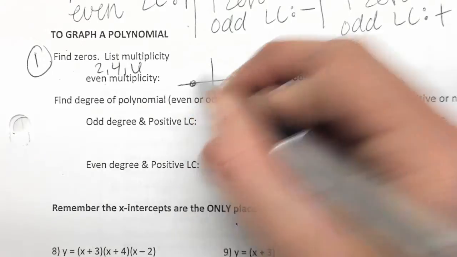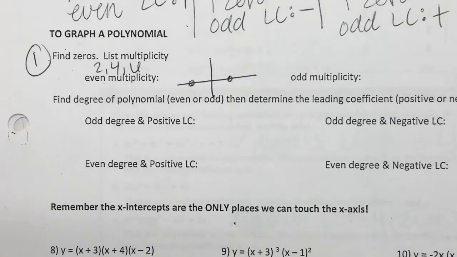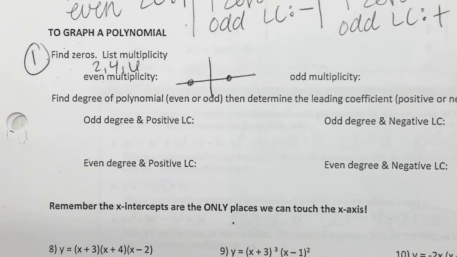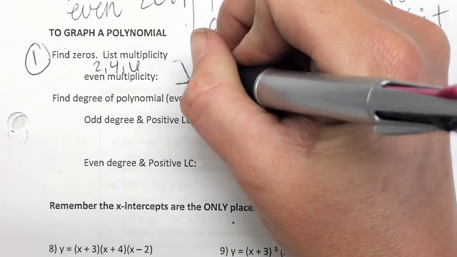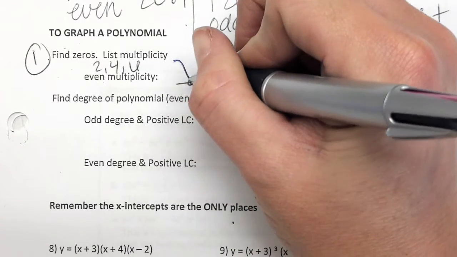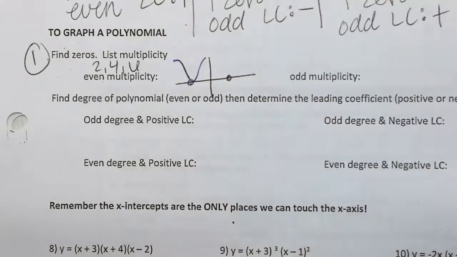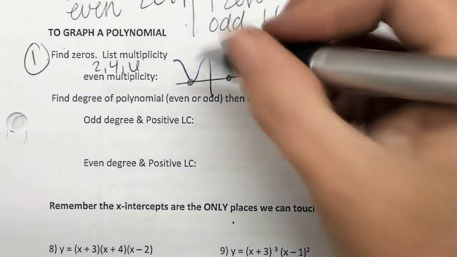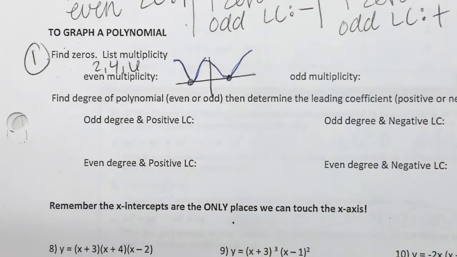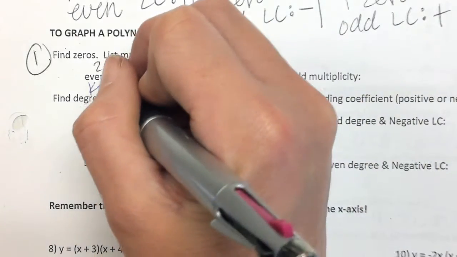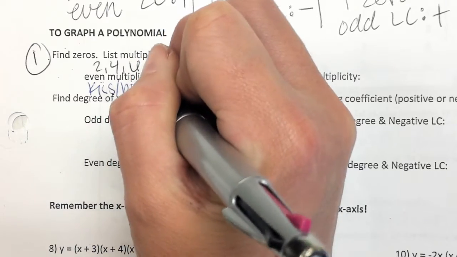So draw 2 zeros, and I'll show you an example. If your x-intercept has a multiplicity of 2, 4, 6, it's going to touch the x-axis. This pen's not working. But it's not going to break through the x-axis. It's going to bounce off of it. Like that. Again, it's going to touch it, but it's going to bounce off of it instead of going through the x-axis. So you can put kiss / bounce. That's what an even multiplicity does.